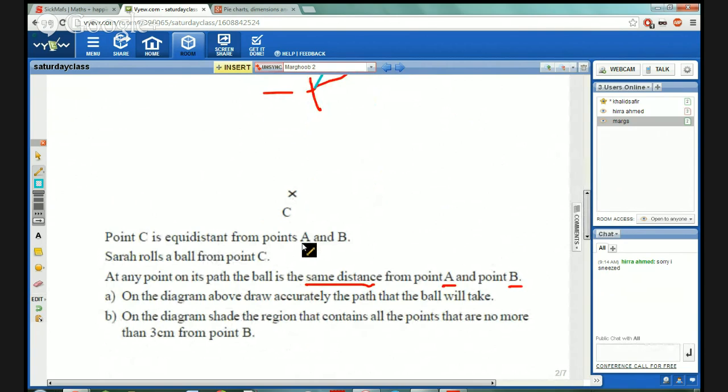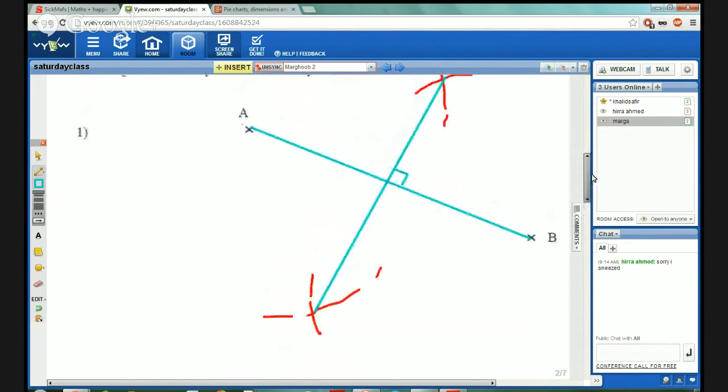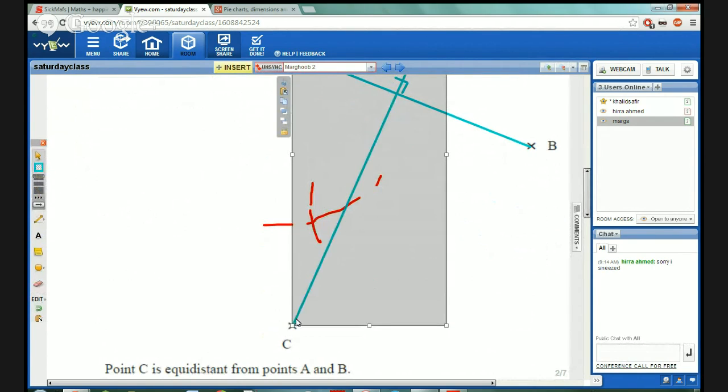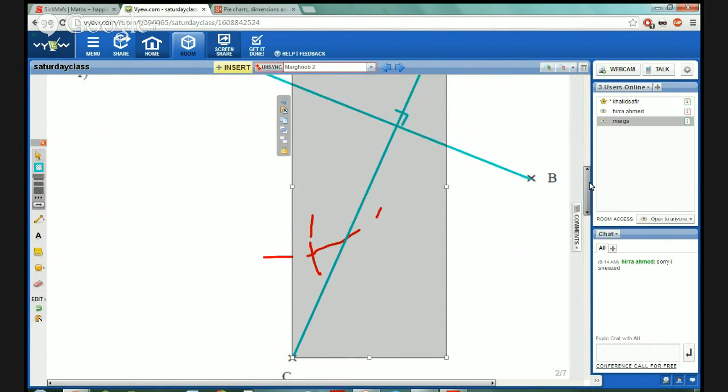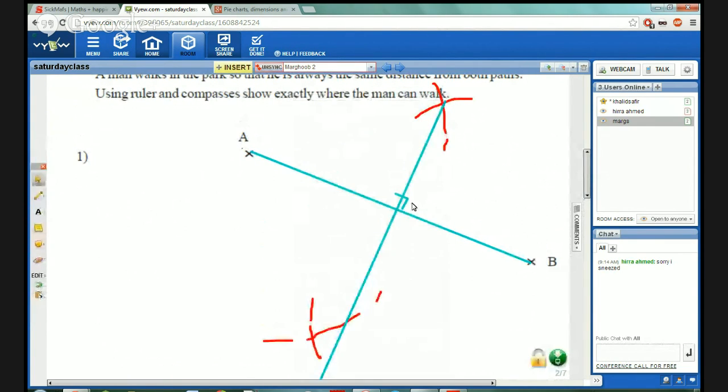There's one more question. It says, on your diagram, shade a region that contains all points that are no more than 3 centimeters from point B. Well, yeah, that's easier. Now, the way I've drawn it is not great because apparently C is equidistant from A and B. So really, what should have happened is that this should have touched C somehow. It doesn't really look like it, does it? No. But it's supposed to be.